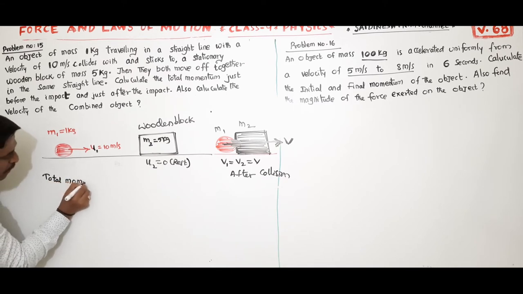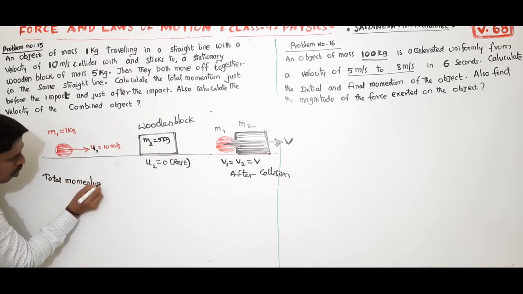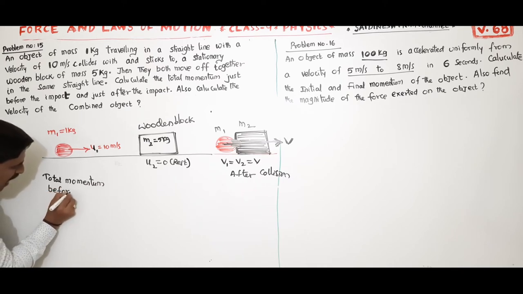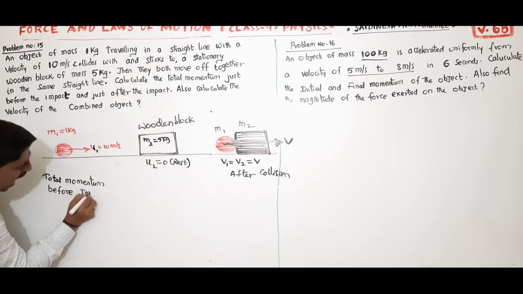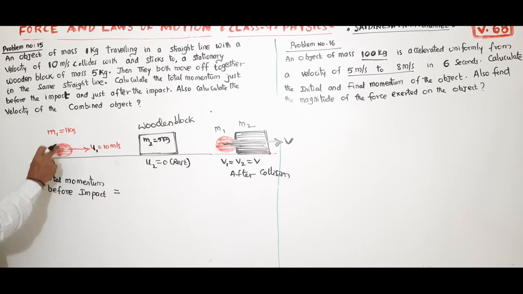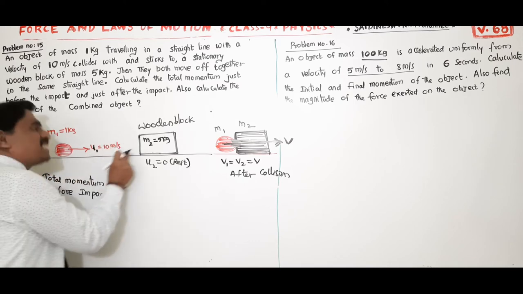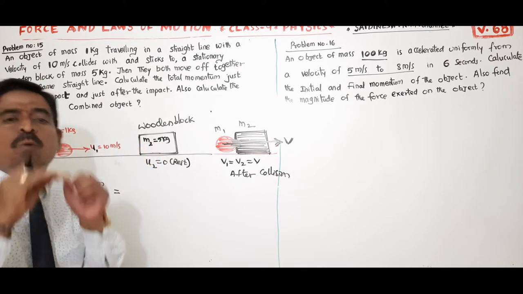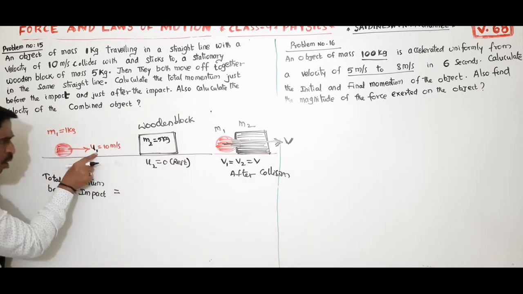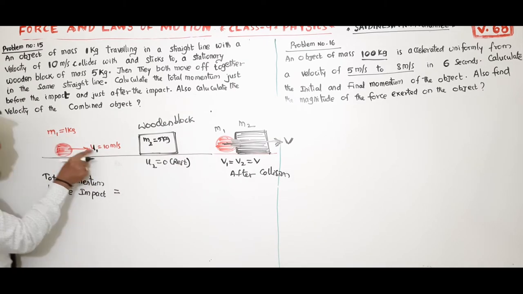Total momentum. Total momentum before the accident, before impact. Total momentum means momentum of the first body plus momentum of the second body. Momentum means mass into velocity.